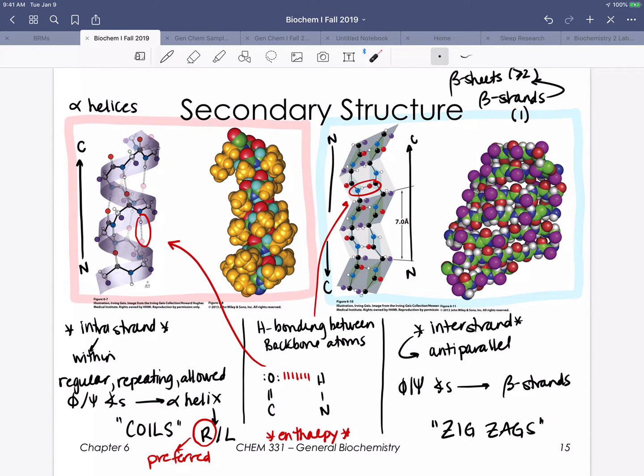So again, when we look at these structures, we want to think about zigzags being our beta sheets and coils being our alpha helices. One of the things too that is, I think, part of your homework is the idea that when we look at these in terms of ribbon diagrams, we're going to see coils still for our alpha helices, but we're going to see arrows for our beta strands. So these are just ways that we need to make sure we know that we're looking at a specific structural element in proteins.